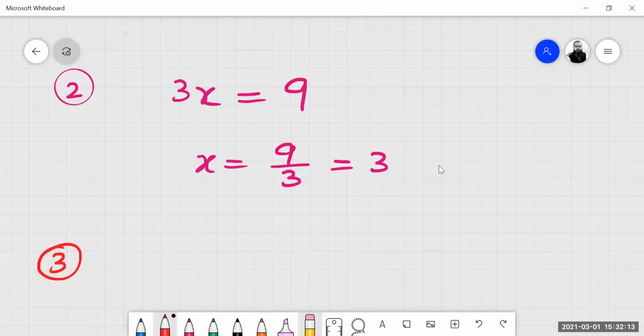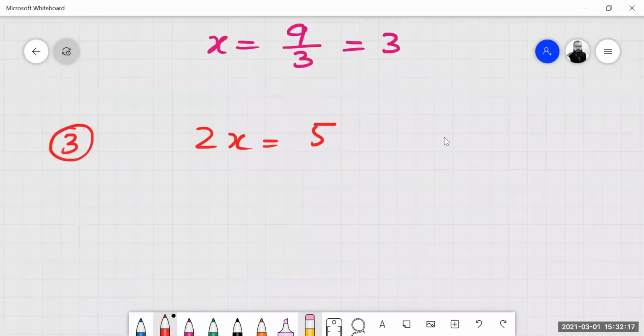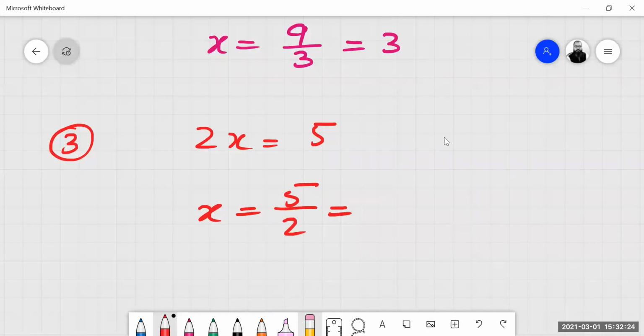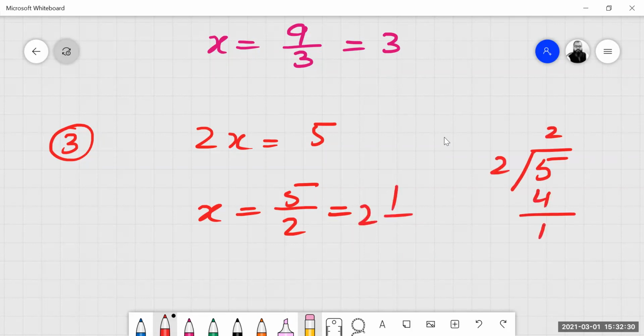Anyone have confusion? Tell me. If anyone has confusion, you can ask me. This 2 goes to the other side, 5 over 2. 5 over 2 in fractions will be 2 and a half, 2 and fraction 1 over 2.